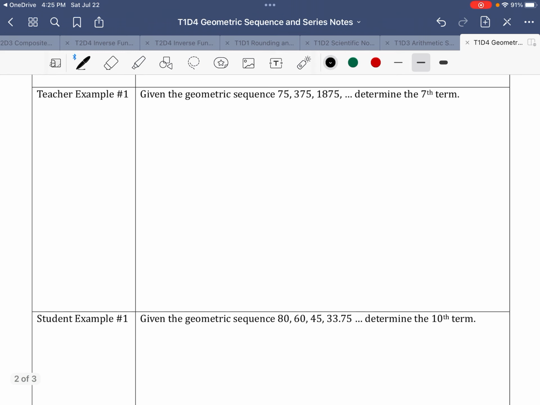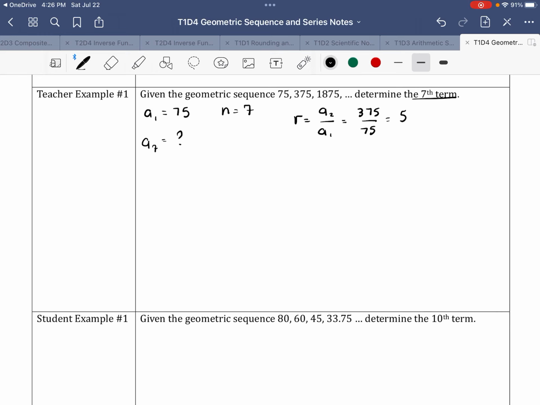So in our first teacher example, we're given the geometric sequence 75, 375, 1875, and we're trying to find the 7th term. By looking at it, I already know my first term is 75. I know that I can calculate our common ratio, and I know that my n value is 7 because we're looking for the 7th term, and we're searching for a sub 7. To find our common ratio, we can take the second term divided by our first term. So if we're doing 375 divided by 75, we get 5.